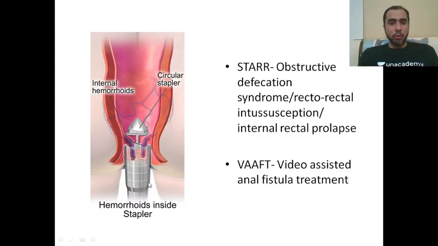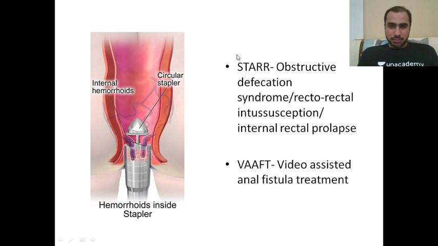A stapled hemorrhoidopexy is like this, and this is done with a circular stapler. In my previous class on YouTube, if you have seen it, I had shown you what a circular stapler looks like. This is the anvil of the circular stapler, this is the stapling gun, and these are the hemorrhoids which will be stapled. Alright, that is a stapled hemorrhoidopexy.